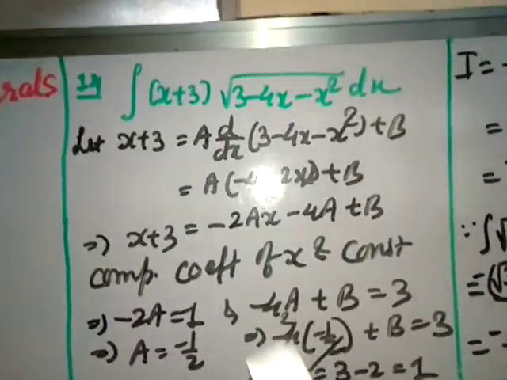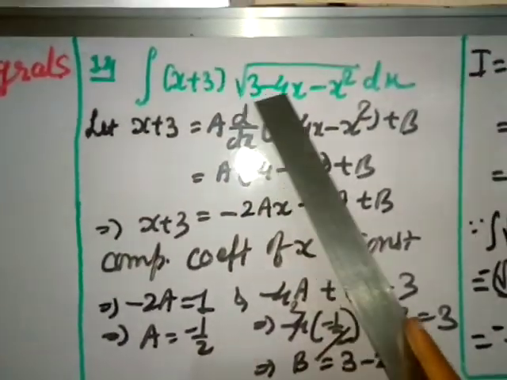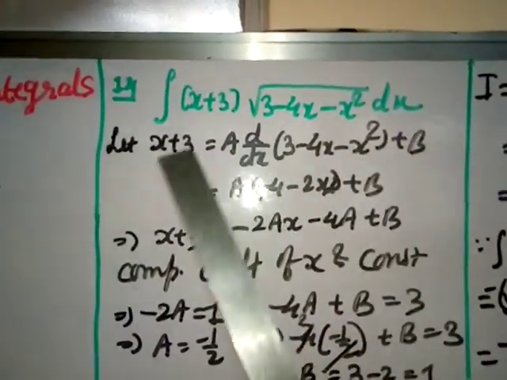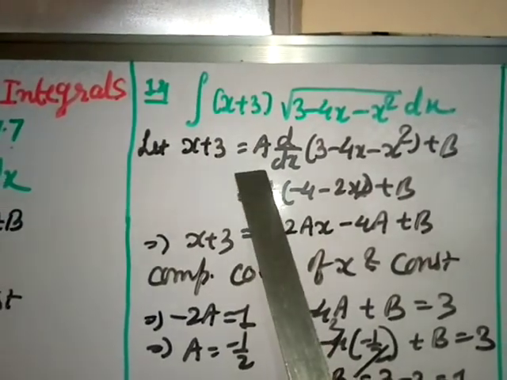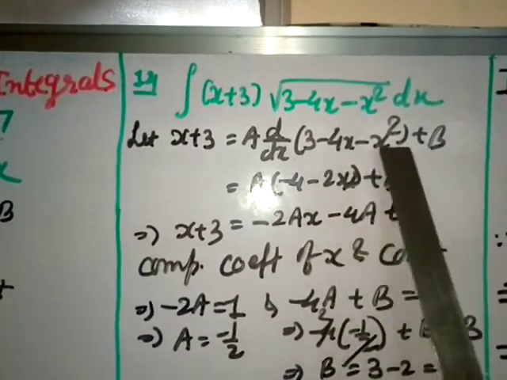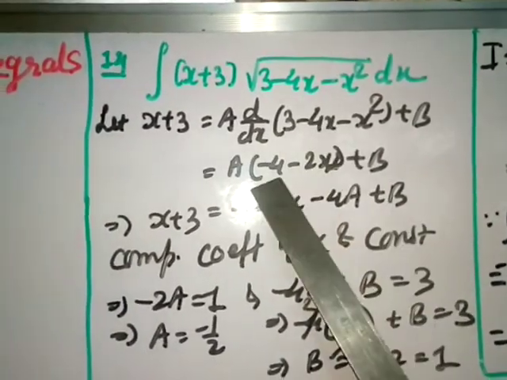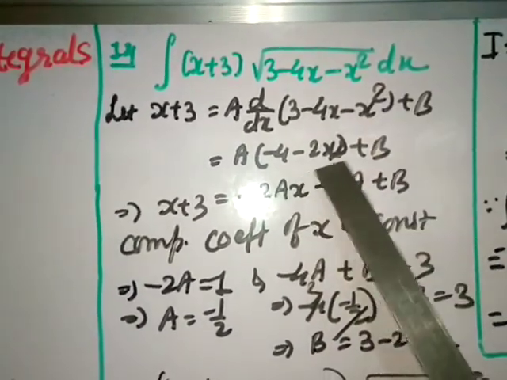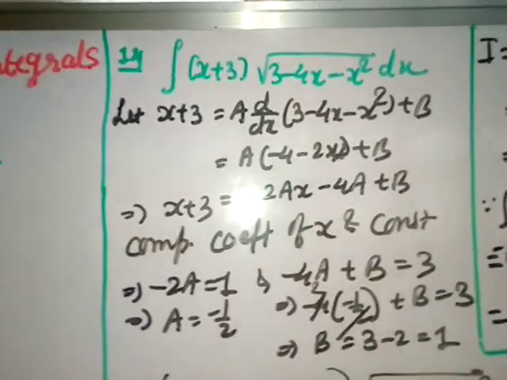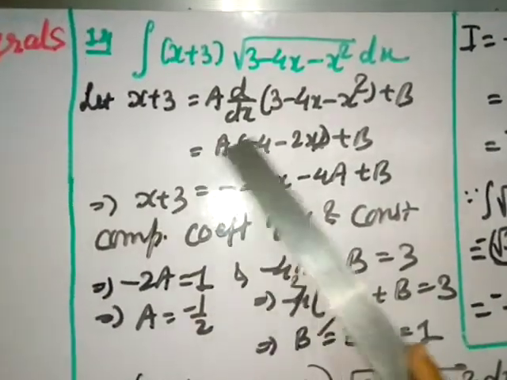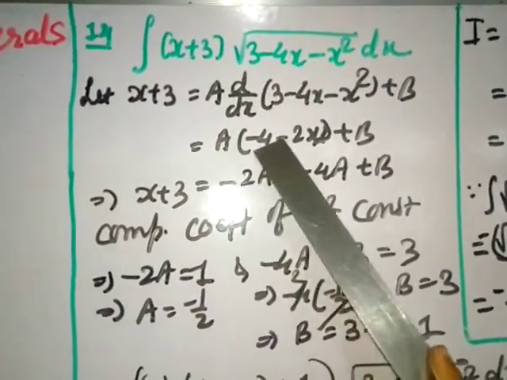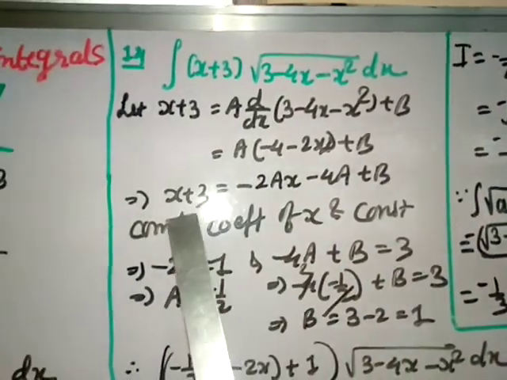Question number 14: integral of x plus 3 times square root of 3 minus 4x minus x square dx. Again in the same way, take x plus 3 equal to a times d by dx of (3 minus 4x minus x square) plus b. Differentiate: 3 will be 0, minus 4x is minus 4, minus x square is minus 2x, plus b. Let us open the bracket, so I am opening: minus 2ax minus 4a plus b. This side is x plus 3.